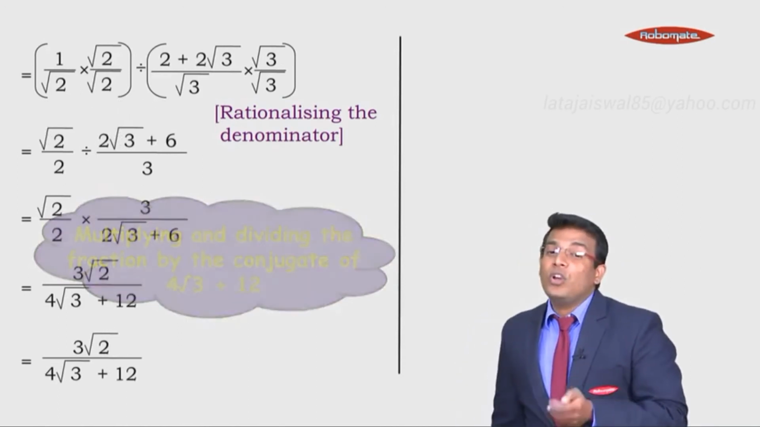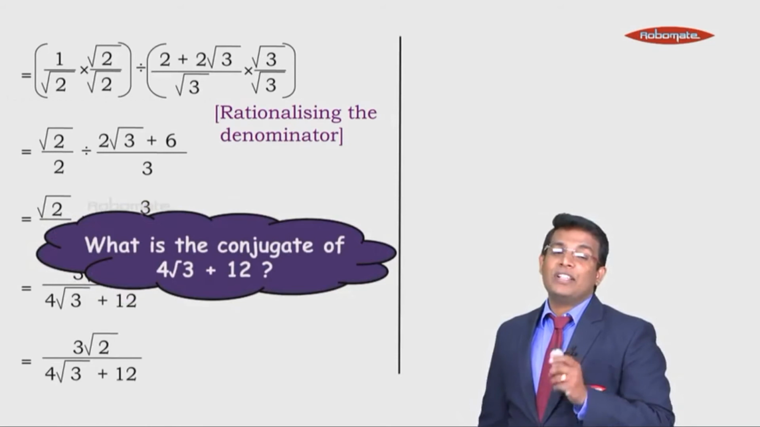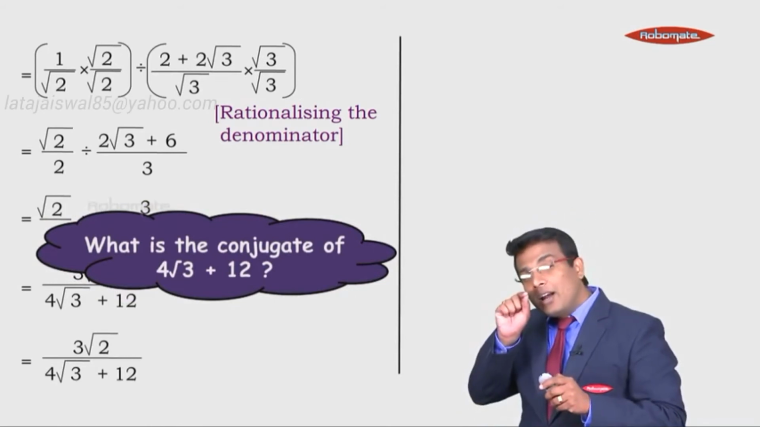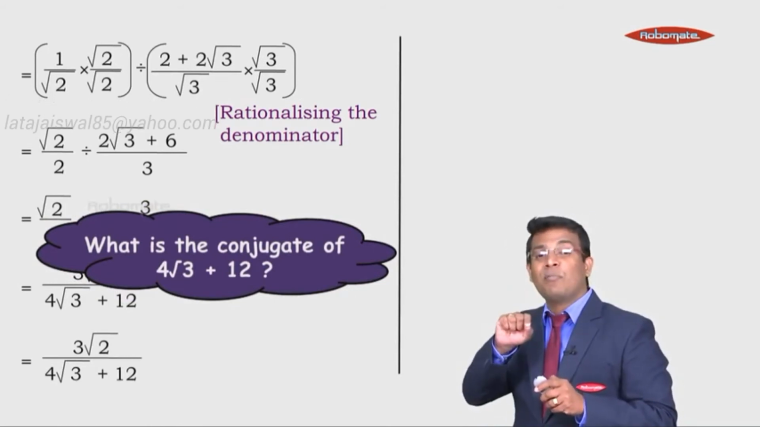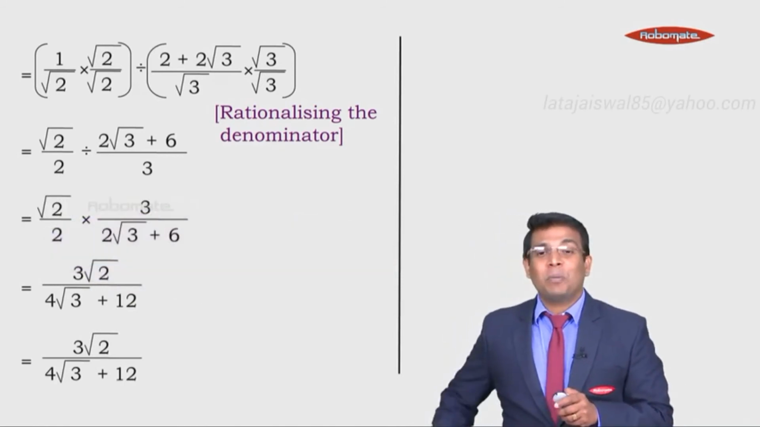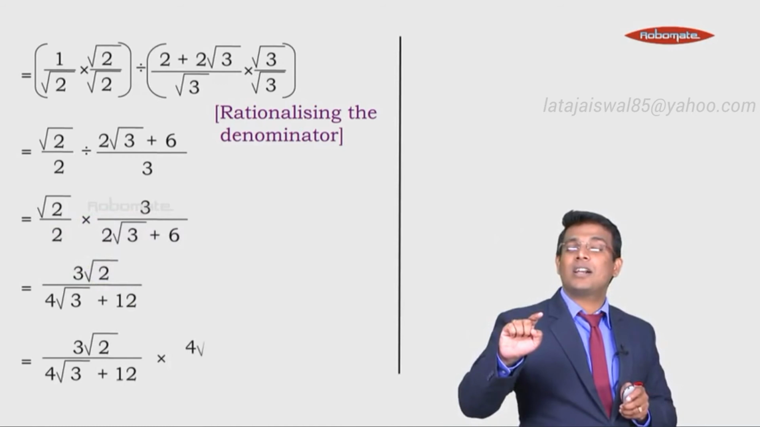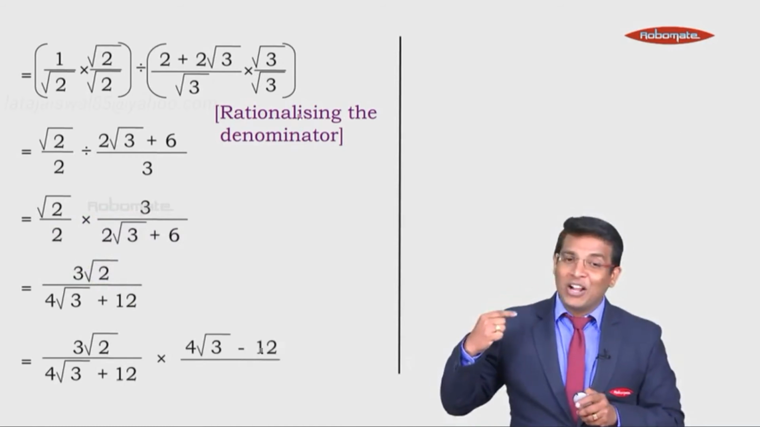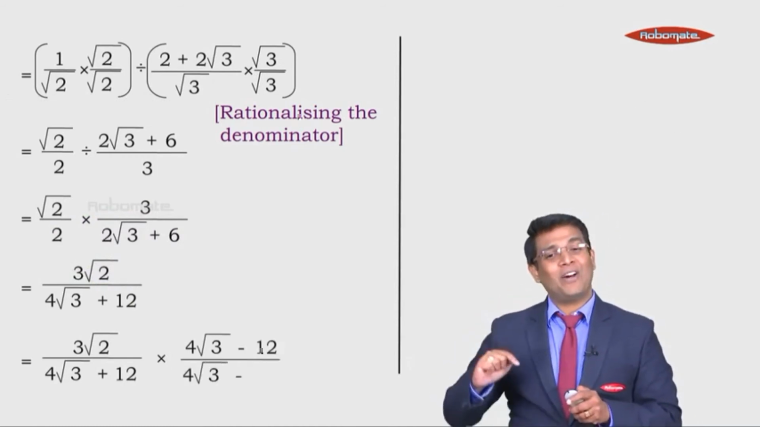So what is the conjugate of 4 root 3 plus 12? When we say conjugate, it has to be only that connecting sign has to be changed. So plus will become minus. So conjugate will be nothing but 4 root 3 minus 12. So multiply that in the numerator and also in the denominator we do it. Now we have to solve this.